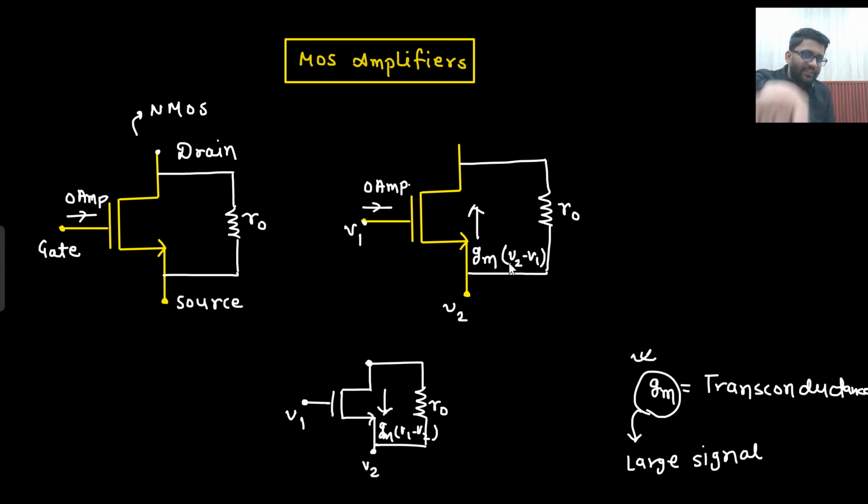Whatever current is flowing, gm(V2 minus V1), that is flowing from this MOS. From this gate, there will be 0 ampere current. So this current will be 0 ampere.